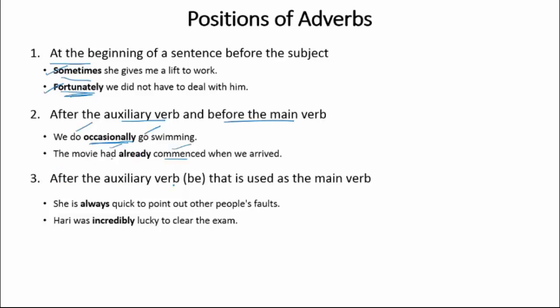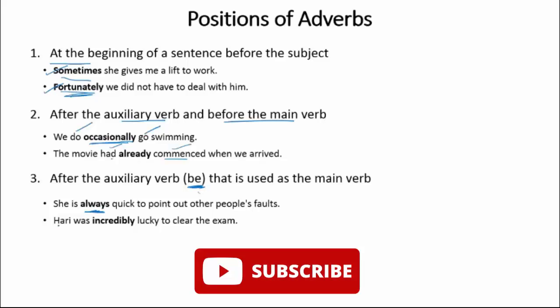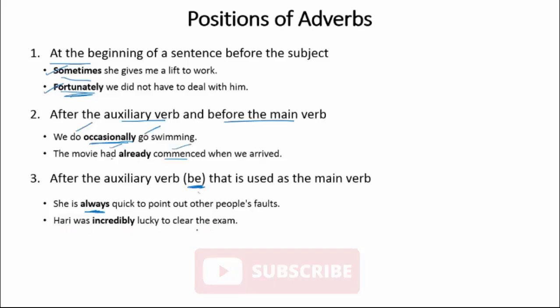Adverbs are also placed after the auxiliary verb that is used as the main verb. Sometimes in some sentences, the auxiliary verb is actually the main verb. That's a state of being. In that case also, the adverbs are used after the auxiliary verb. Like, she is always quick to point out other people's faults. How much quick? Always. He was incredibly lucky to clear the exam. Incredibly. How much lucky? Incredibly lucky. Here they do not actually explain a verb of the sentence because it's just a helping verb, but the action that's happening after the helping verb.